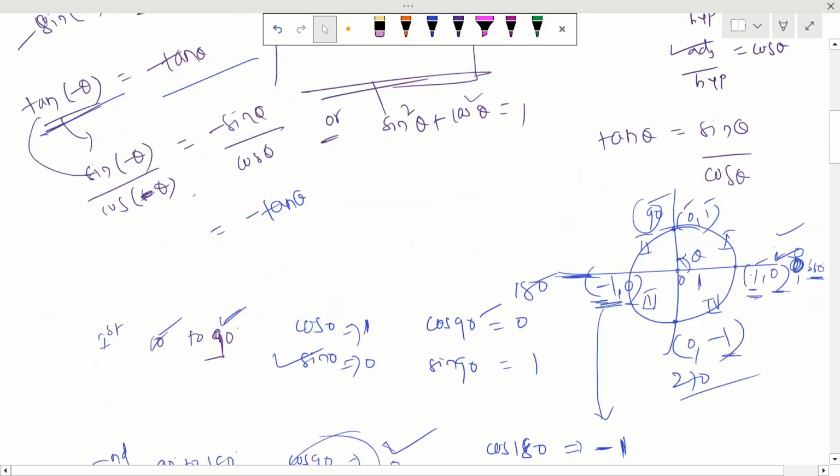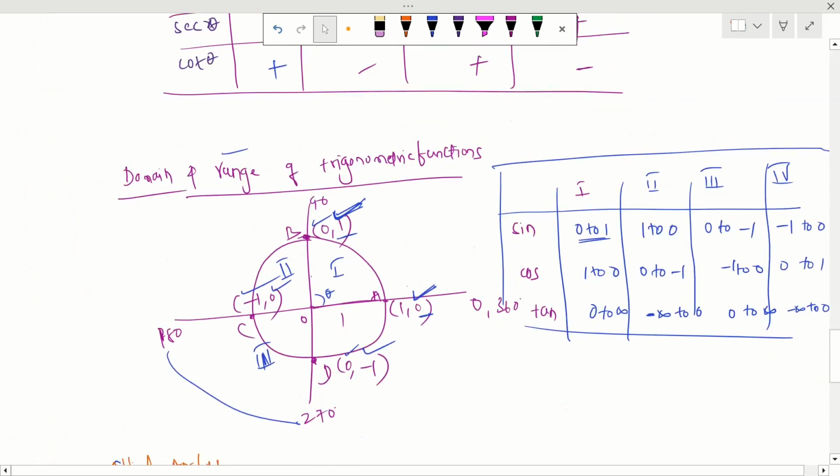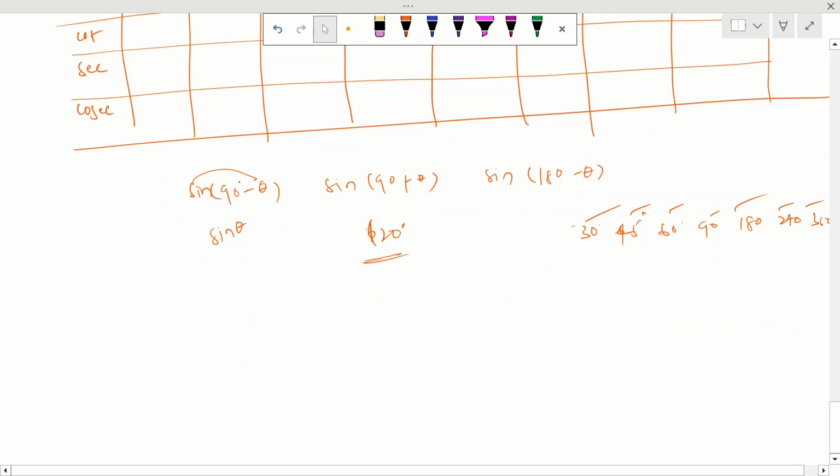So I will show here. Only these values have been written: 0, 30, 45, 60, 90, 180, 270, 360. This value we can write directly. And what if in the given problem 120 degree is given? Then without using a calculator, how can we find this value? From the allied angles, we can.